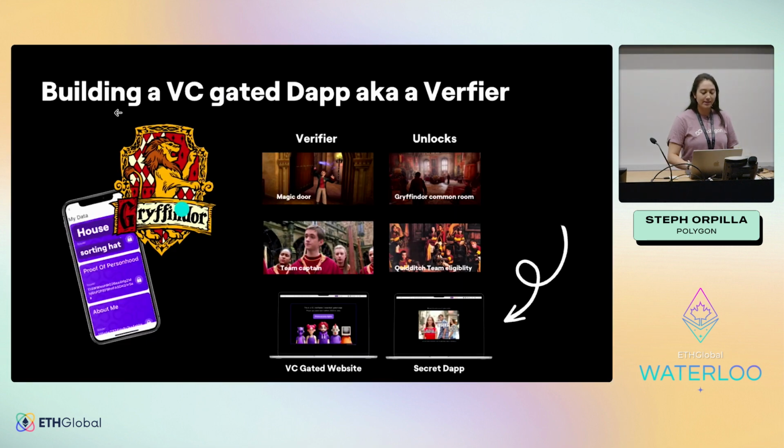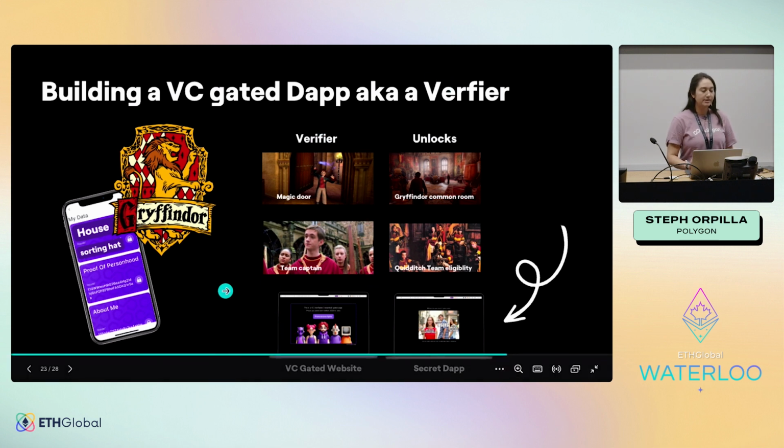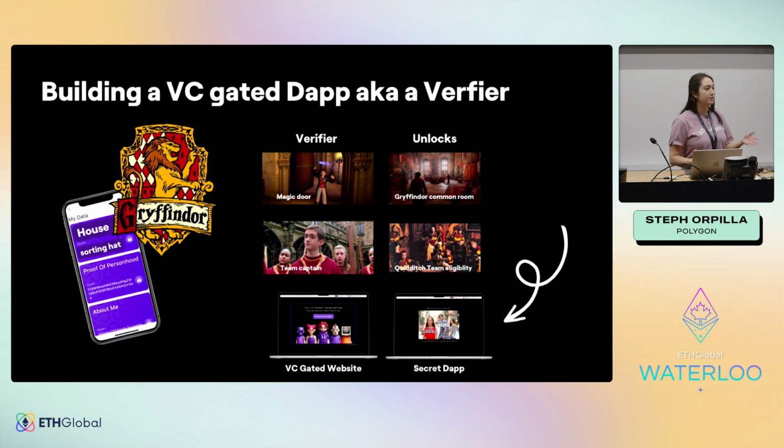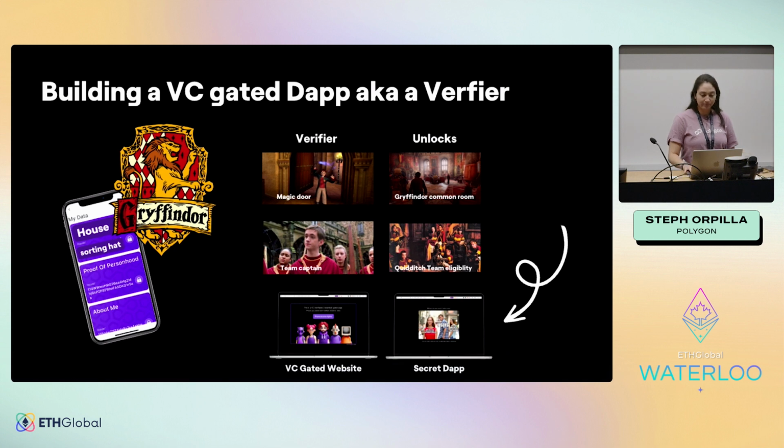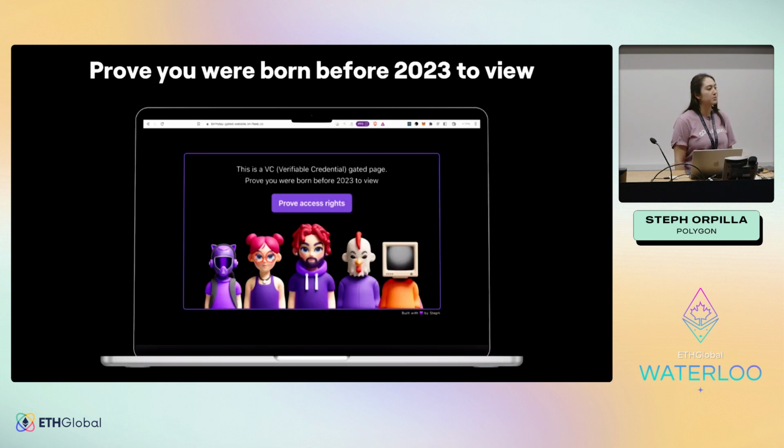So back to the Harry Potter example, we saw the demo verifier and what it unlocks. In this last example, the demo verifier is actually a VC gated website. So it's a verifiable credential gated website, and it unlocks a secret Dapp or app that you can only see if you've proved your birthday. So this is what it looks like. And the request is, prove you were born before 2023 in order to view.